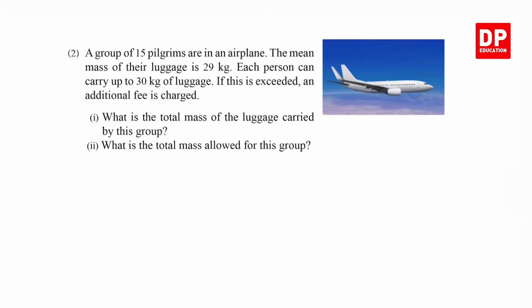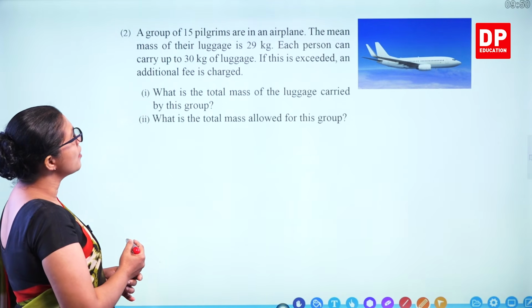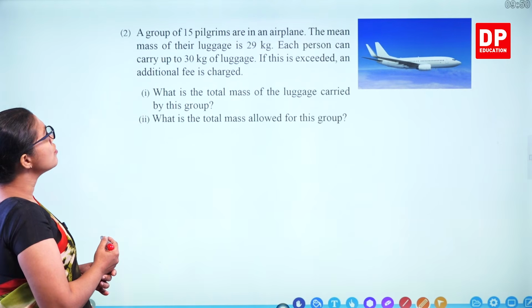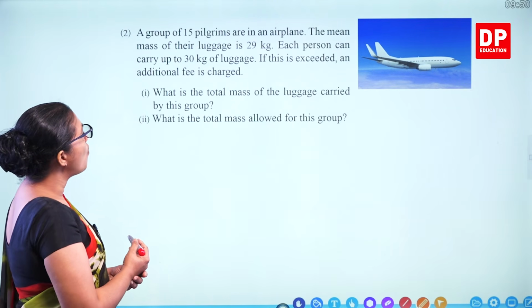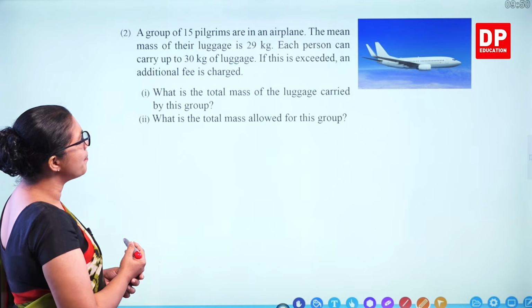A group of 15 pilgrims are in an airplane. The mean mass of their luggage is 29 kg. Each person can carry up to 30 kilograms of luggage. If this is exceeded, an additional fee is charged. What is the total mass of the luggage carried by this group?